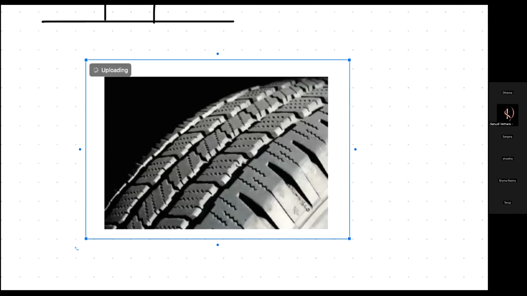These patterns actually make the surface of the tire rough. Rough කියන්නේ friction වැඩි. Friction වැඩි කියන්නේ no slippery. It's easier to move.